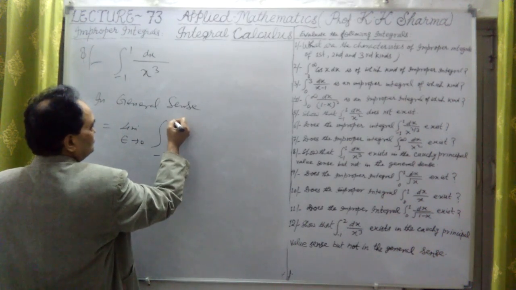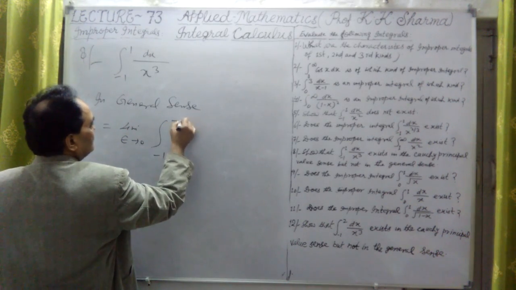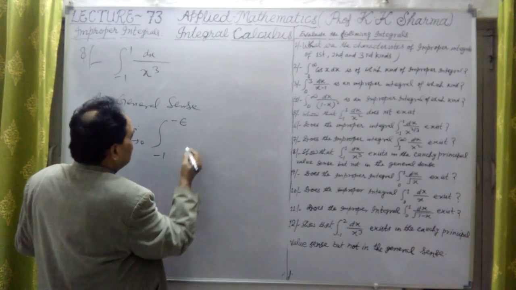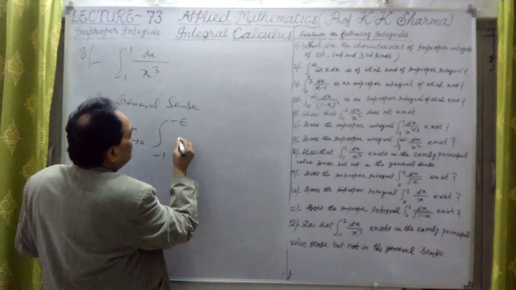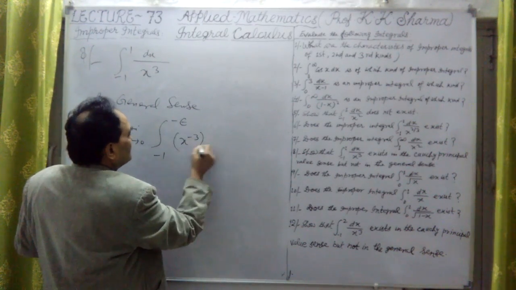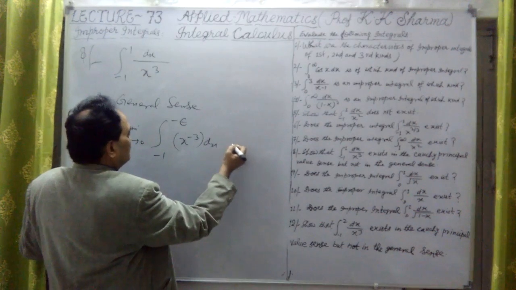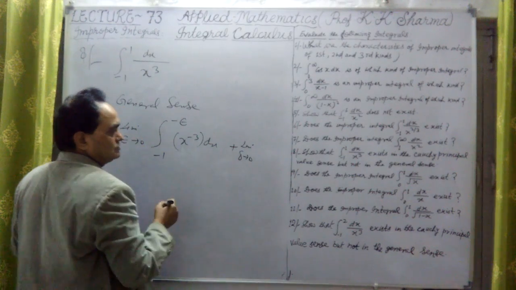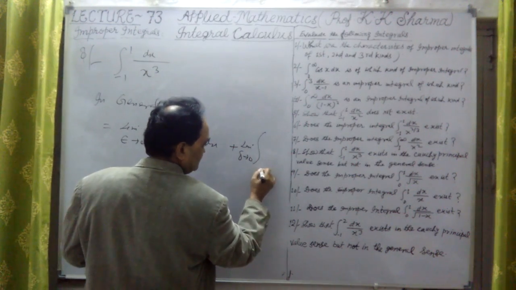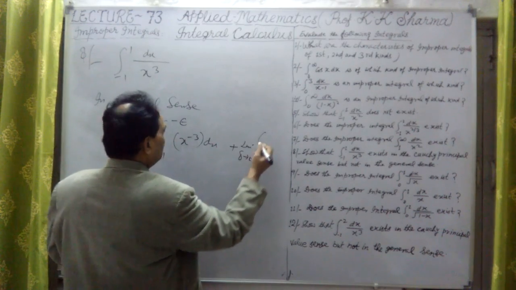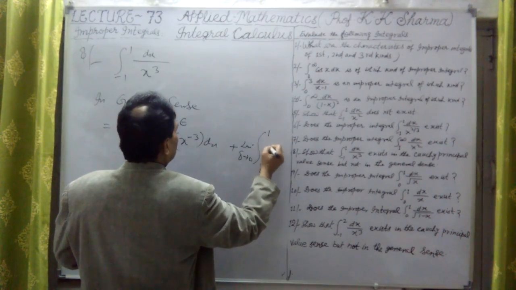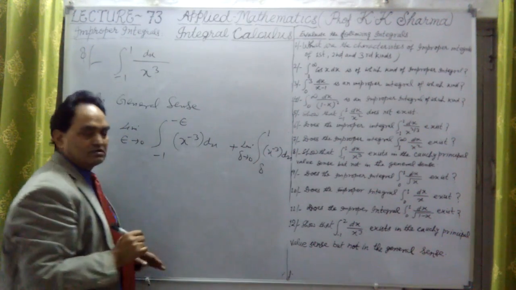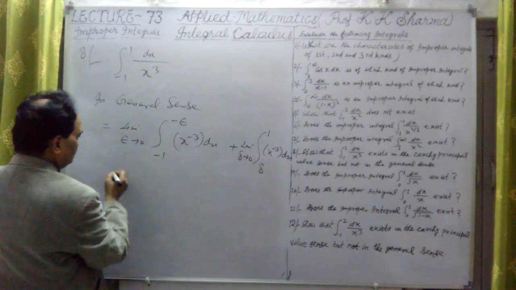So it is equal to limit epsilon tends to 0 of the integral from minus 1 to minus epsilon, because 0 minus epsilon is minus epsilon, of x raised to minus 3, plus limit delta tends to 0 of the integral from 0 plus delta, that means delta only, to plus 1, again of x raised to minus 3. Still we have not integrated. Now let me integrate this.